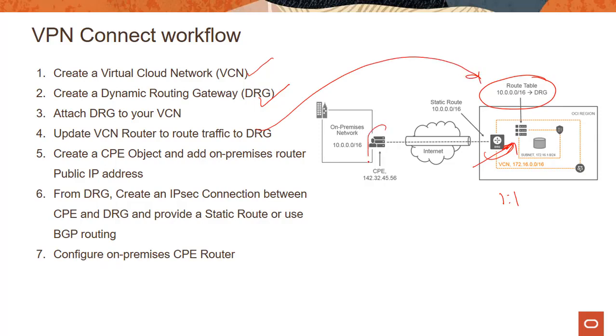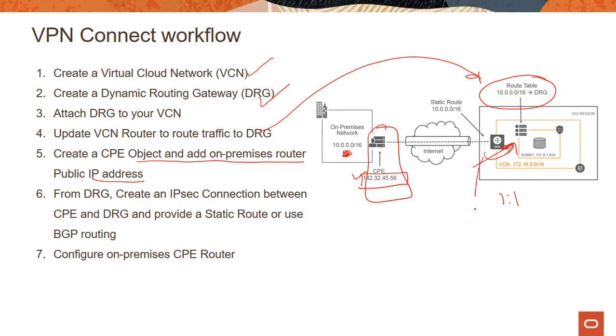Then you create a CPE object, which is basically a virtual representation of your on-prem router, and you would get this IP address from your router here, right? So whatever router you're running here will have a public IP address, and there are things like what to do if your CPE is behind a NAT device and all that. That gets into more complex details, which we will cover in our level 200 module. But this CPE device basically will have a public IP address. So you create the CPE object in OCI, and you add the public IP address.